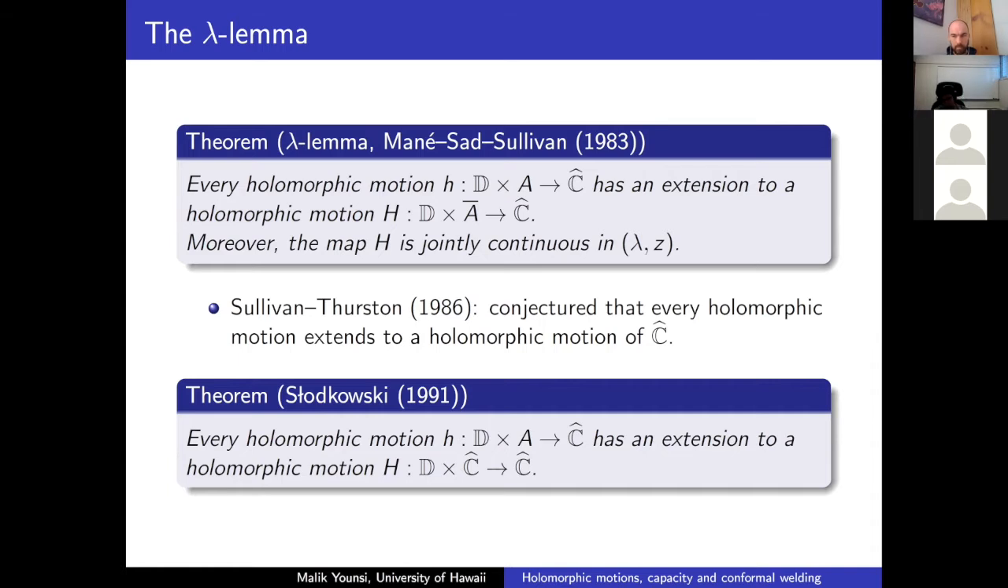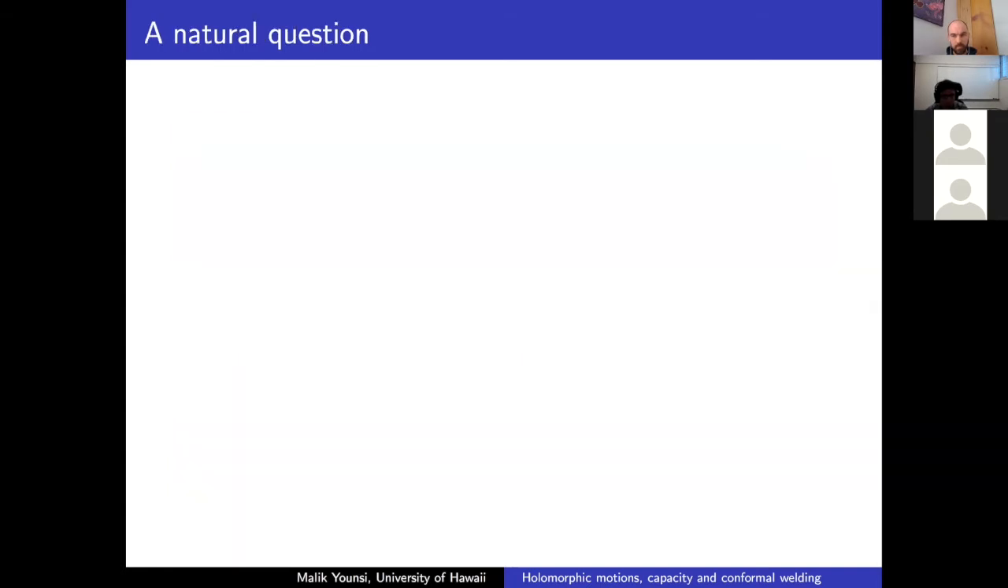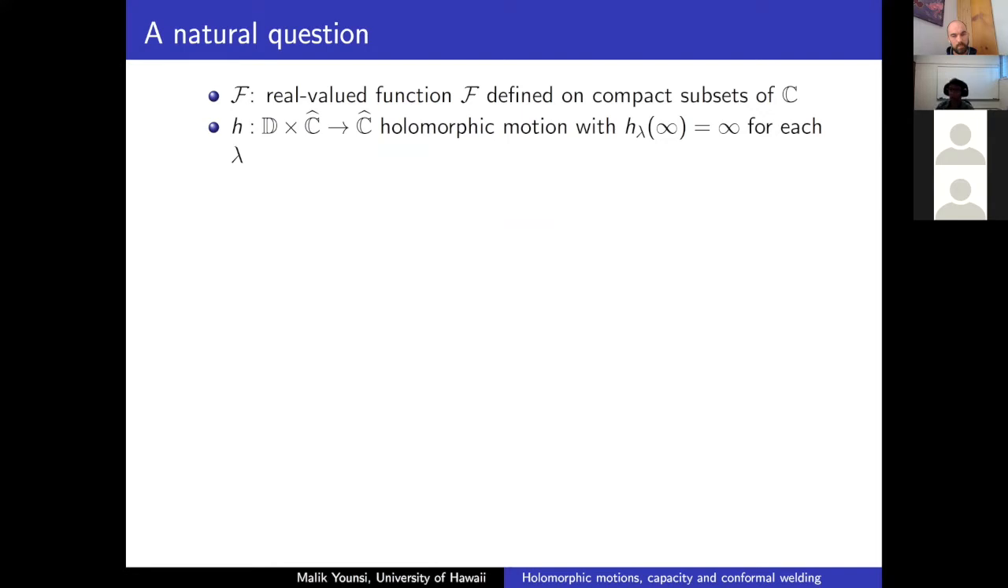All right. So this serves as a motivation to study holomorphic motions of the whole sphere. And this is mostly what we will do today. So here's an actual question that you can ask about holomorphic motion. Suppose you have a function, real valued, defined for compact subsets of the plane, and then you have a holomorphic motion of the whole sphere, and I'm going to assume that it fixes the point at infinity.